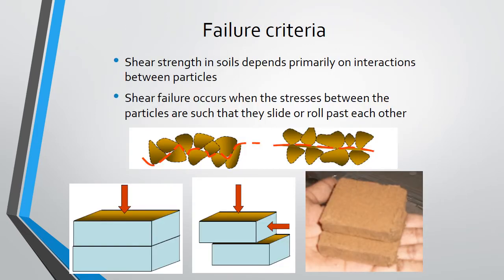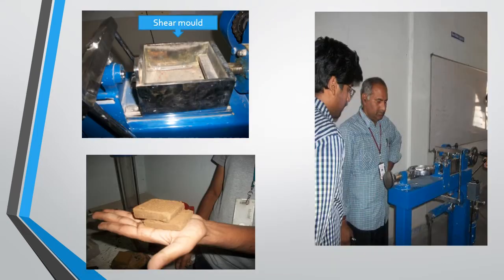Failure criteria. When the force is applied both horizontally and vertically, the failure of the soil particles occurs along the shear plane, and the particles slide or roll past each other. You can see the failure of a sample in the laboratory. Here we are conducting the experiment, the shear box, the failure of the apparatus, and the inspection.